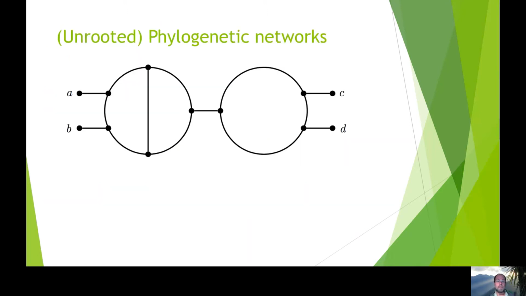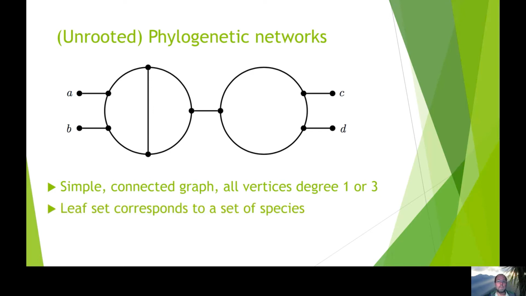So the main object of interest is a phylogenetic network. You've probably seen in other talks already what a phylogenetic network is, so I won't spend a lot of time defining these things. These are slightly different maybe from ones that people normally study because they're unrooted. So the mathematical definition for an unrooted phylogenetic network is it's a simple connected graph where all vertices have degree 1 or 3, and the leaf set of the network corresponds to a set of species.